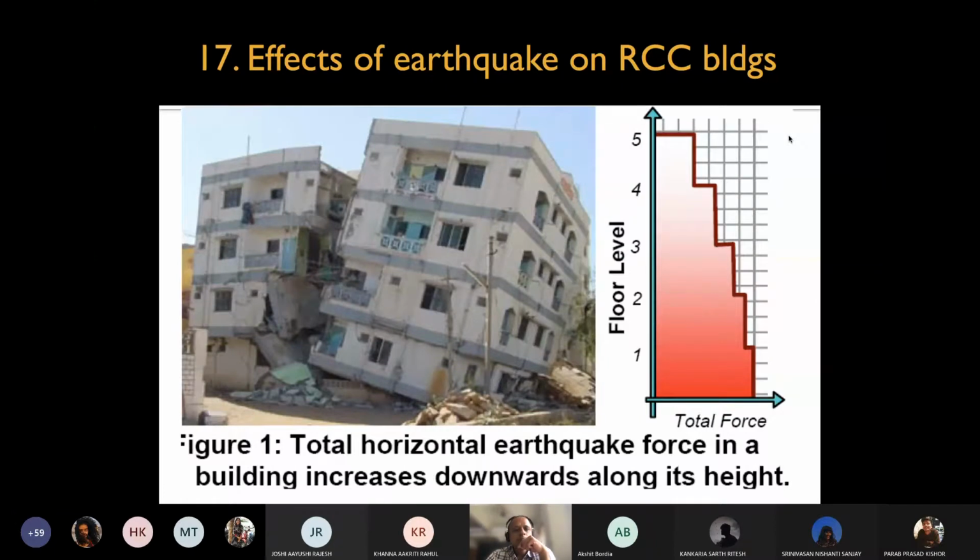Now let's talk about height. At what floor is the maximum intensity of the earthquake felt? This diagram, which I have shown you earlier, along with the graph, shows how the maximum intensity is felt at the ground floor level. On the top floor, it will sway, but the shear or the breakage is maximum at the ground floor level. So the failure will start from the ground floor itself.